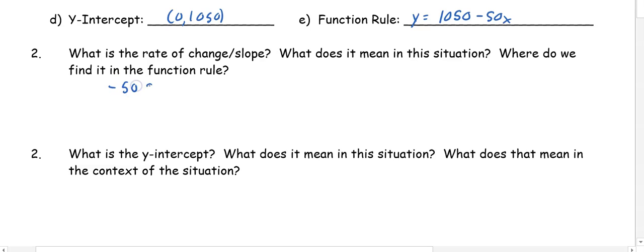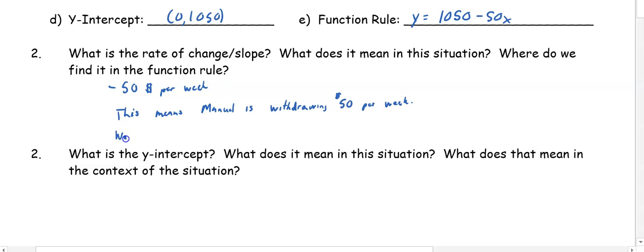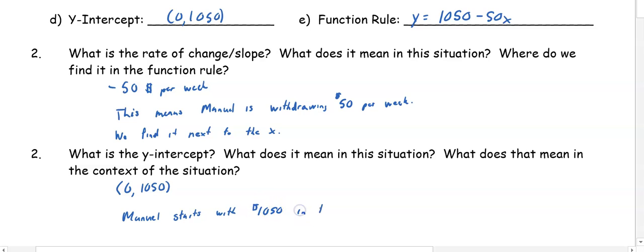So remember our rate of change, we already said, is -$50 per week. This means Manuel is withdrawing $50 per week. We find it in the function rule next to the x. So remember our y-intercept then is (0, 1,050). This means Manuel starts with $1,050 in his account.